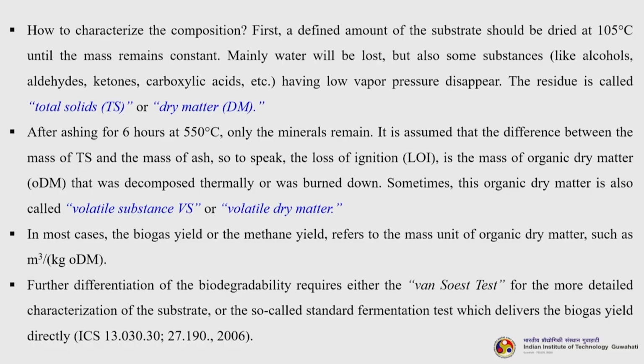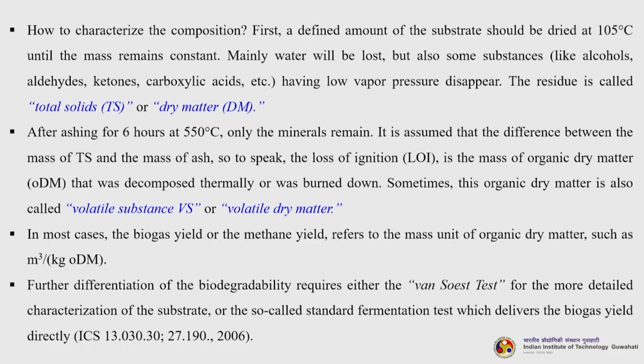Now, after heating for 6 hours at 550 degrees centigrade, only the minerals will remain. It is assumed that the difference between the mass of the total solids and the mass of the ash, the loss of ignition, is the mass of the organic dry matter that was decomposed thermally or burned down. Sometimes this organic dry matter is also called the volatile substances, VS, or volatile dry matter.